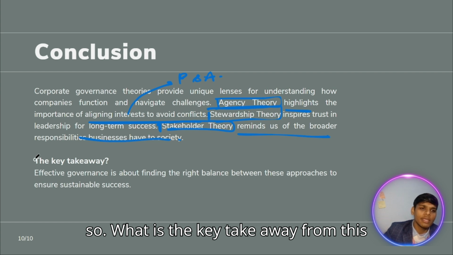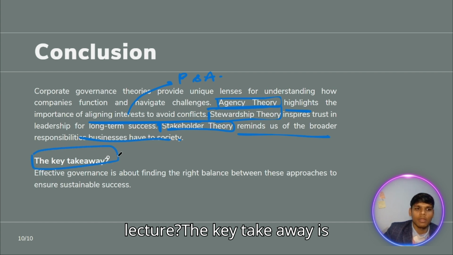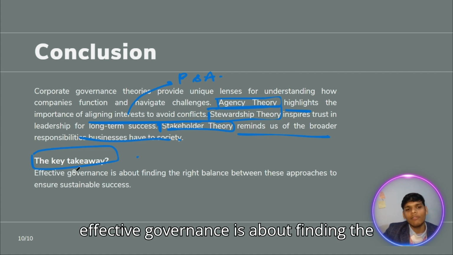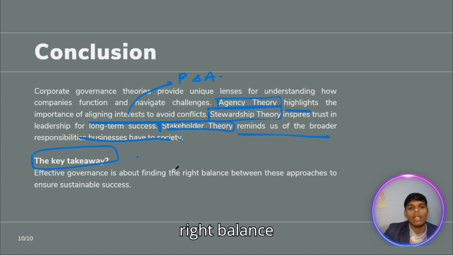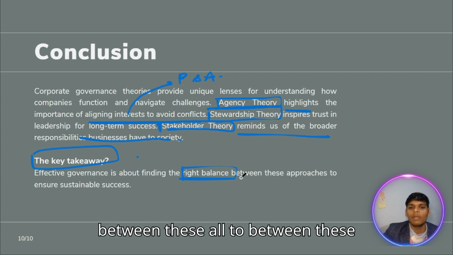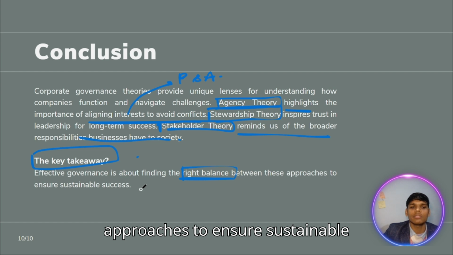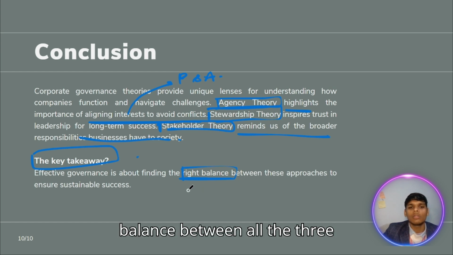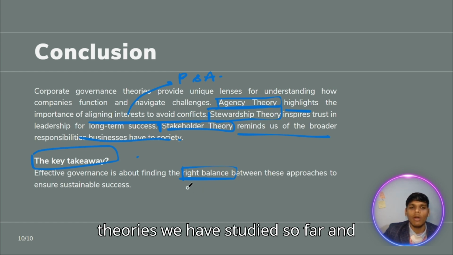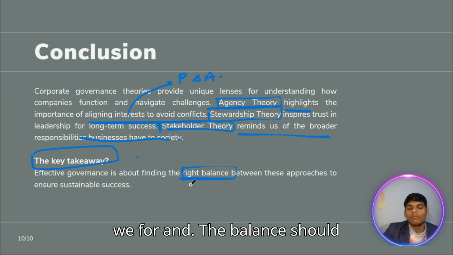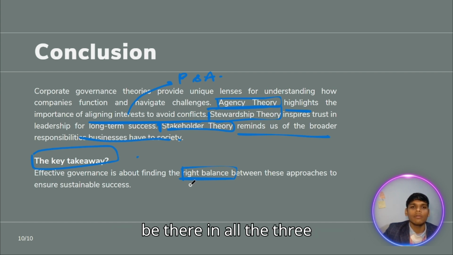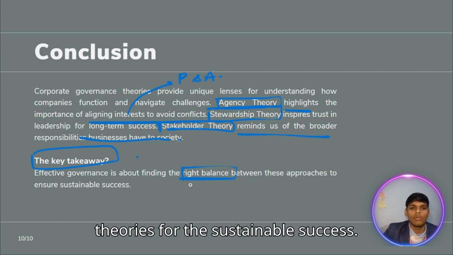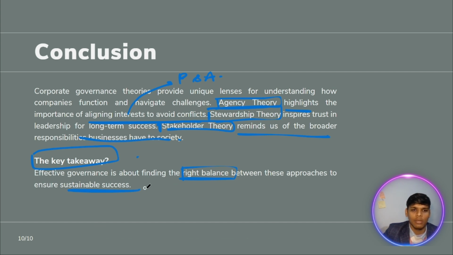So, what is the key takeaway from this lecture? The key takeaway is that effective governance is about finding the right balance between these approaches to ensure sustainable success. It means that we have to manage the balance between all the three theories we have studied so far, and the balance should be there in all the three theories for sustainable success.